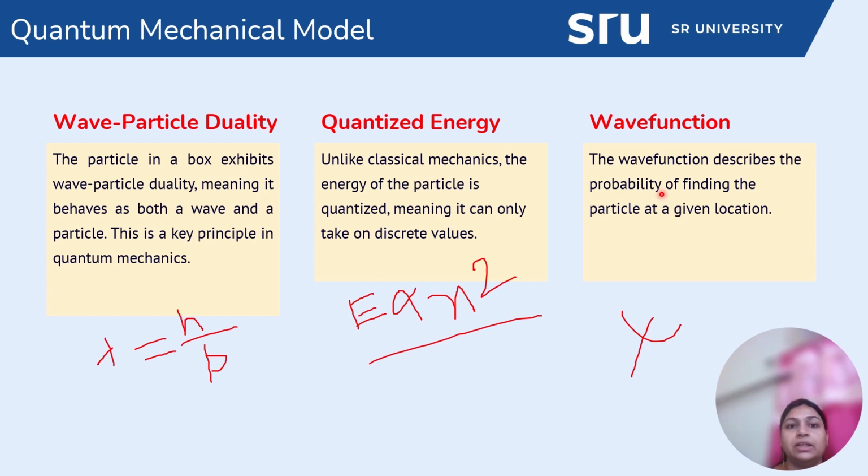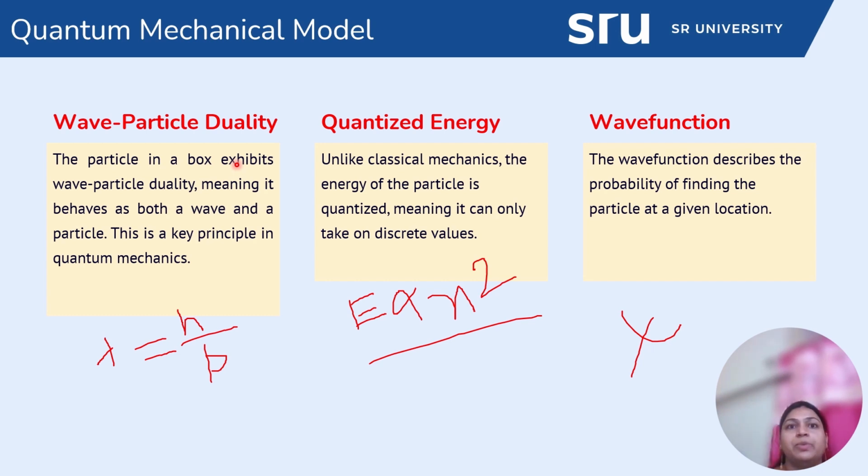Together, wave-particle duality, quantized energy, and the wave function make up the quantum mechanical model, which uses these principles to solve the Schrodinger equation for different systems like atoms, molecules, or solids. The solution provides the allowed energies, wave functions, that is probability distributions, and predicts physical behavior like bonding, spectra, or conductivity.